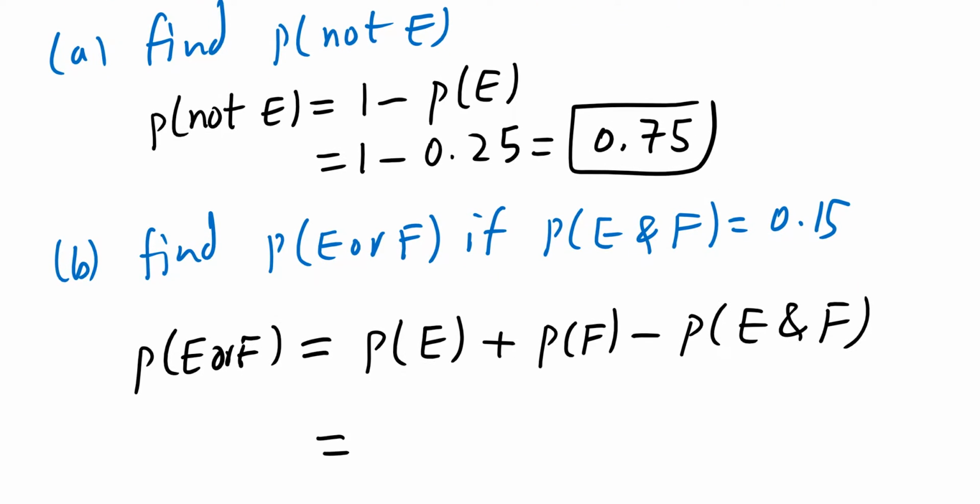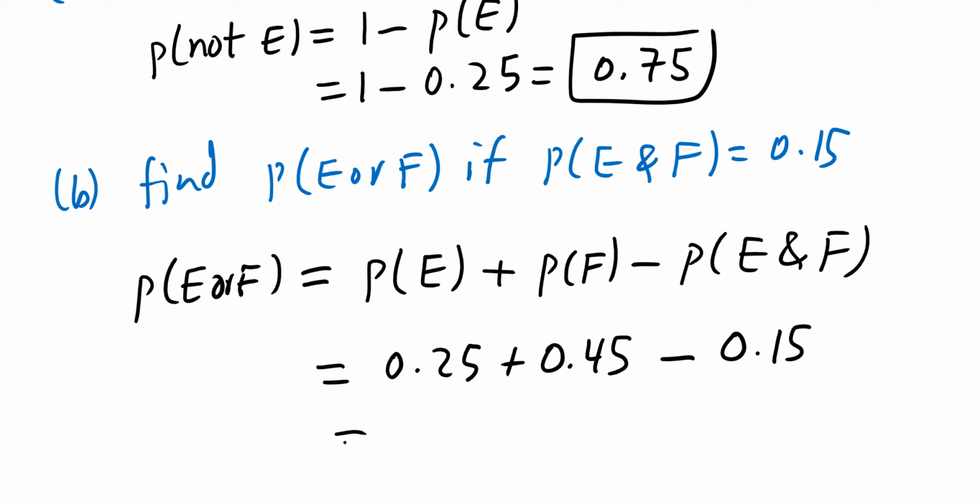And what does that give us? The probability of E is 0.25, the probability of F is given as 0.45, minus E and F, which is given as 0.15. And if we do the calculations, that's going to give us 0.55 simplified.